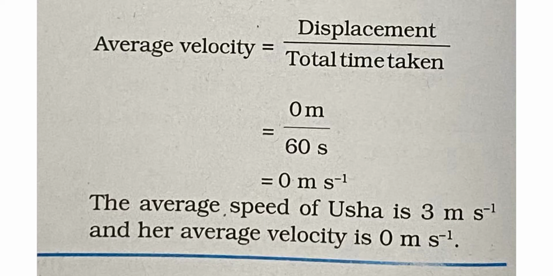Now let us calculate her average velocity. The formula for average velocity is displacement upon time taken. And we know that her displacement is 0 meter. So it will be 0 by 60, that is equal to 0 meter per second. So her average velocity is 0 meter per second.